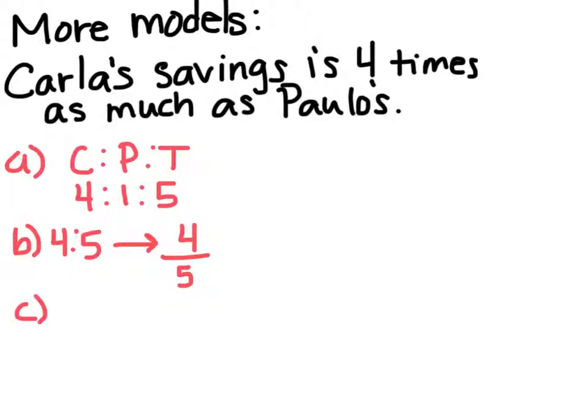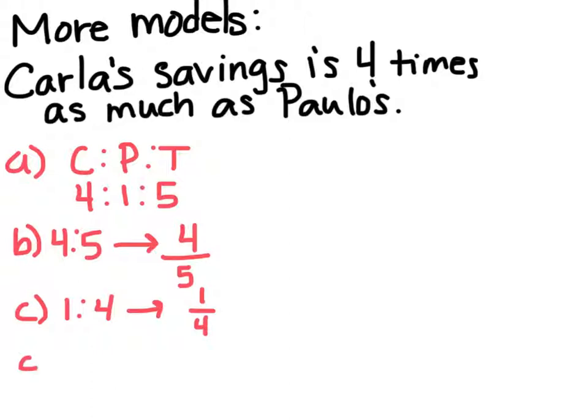Question C asks us how many times Carla's savings is Paolo's savings. We'll begin by writing the ratio of Paolo's savings to Carla's savings. That would be 1 to 4. And once again, since it's asking us how many times Carla's savings is Paolo's savings, we need to change that to its fraction form, which would be 1 over 4.